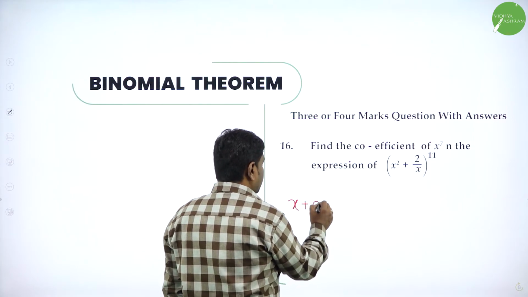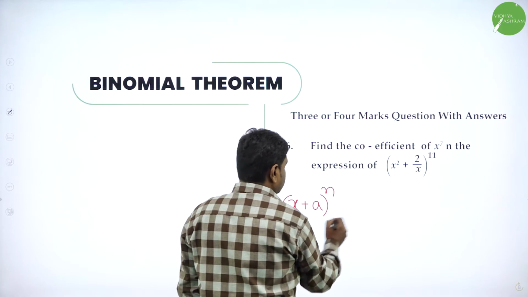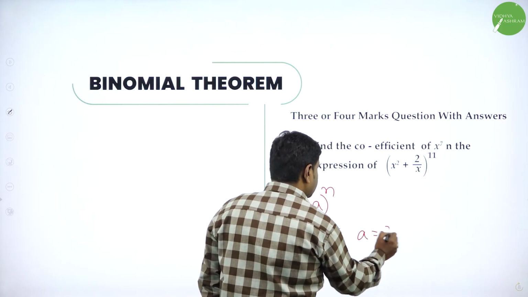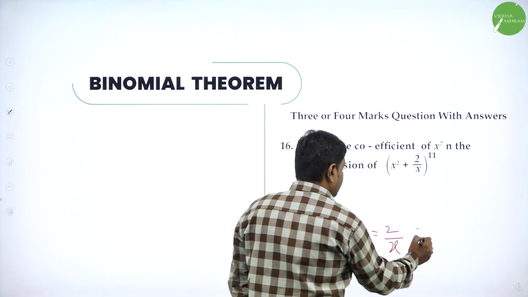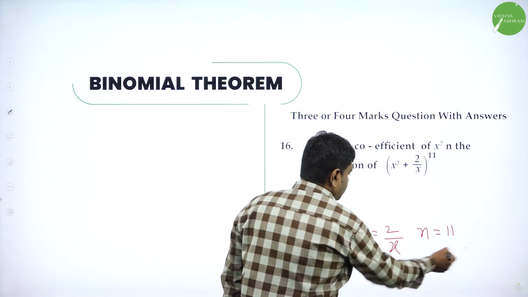(x plus a) power n is the original expansion. So in this problem, in the place of x we have the first term, that is x square. In the place of a we have 2 by x, and in the place of n we have 11. So these are the things: the first term, second term, and the power.